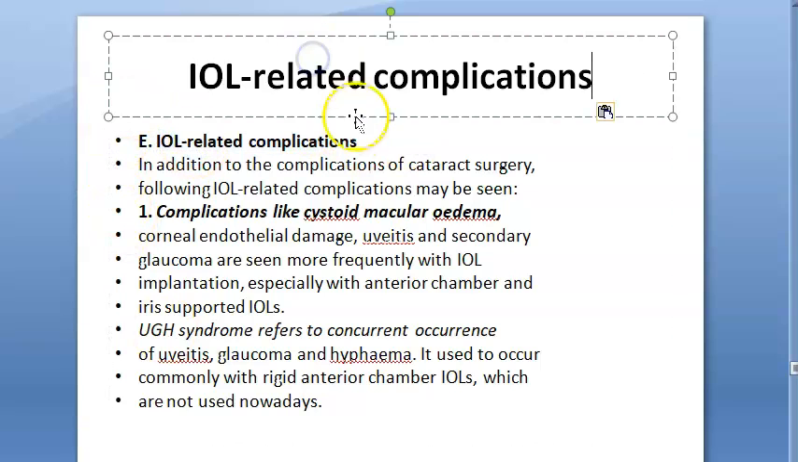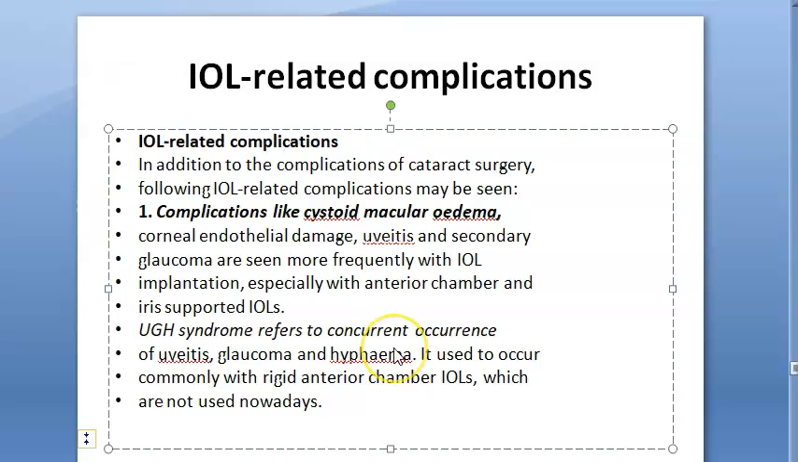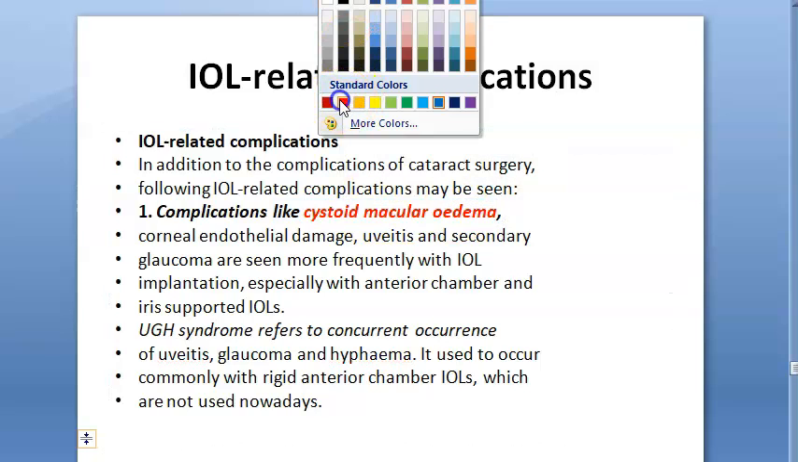Finally, guys, we have reached this point where we want to look at the complications which will happen because of putting an IOL. So in addition to the other complications of surgery, just remember that there can be cystoid macular edema. Cystoid macular edema can be a complication.